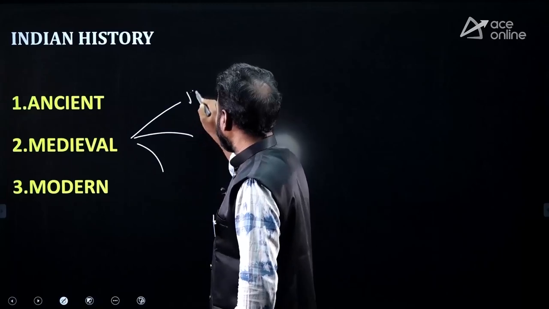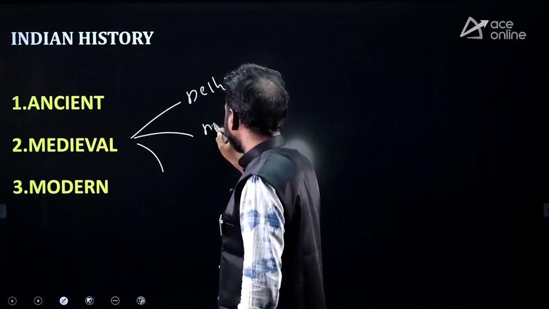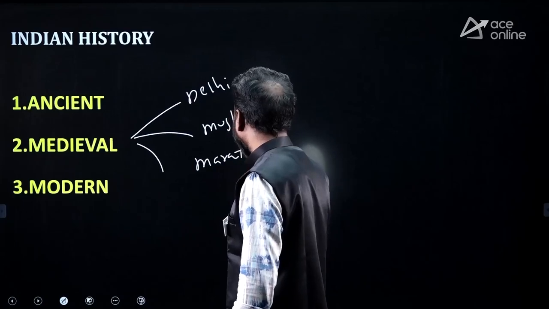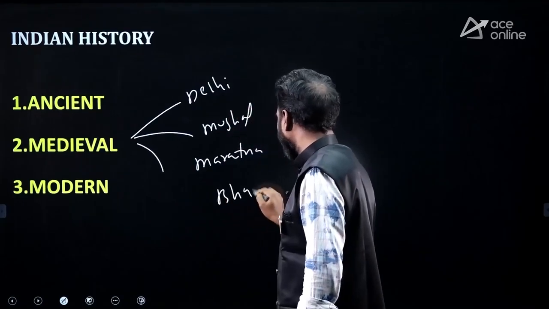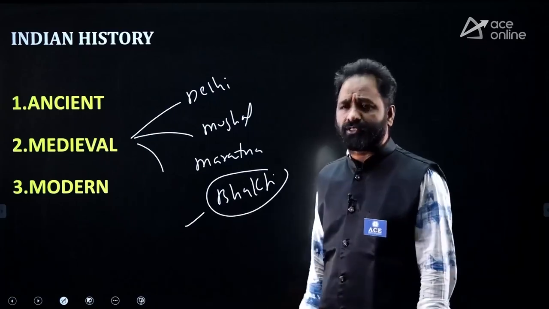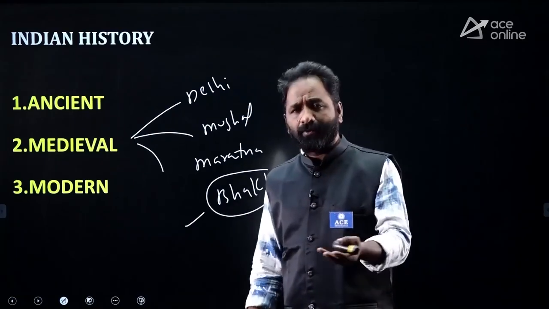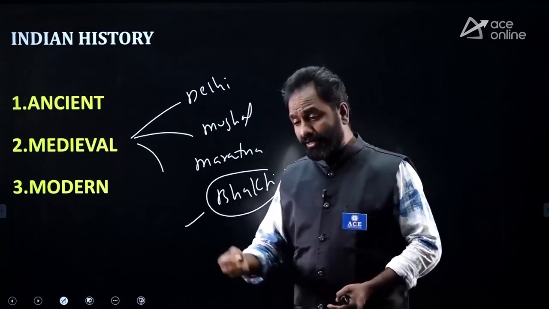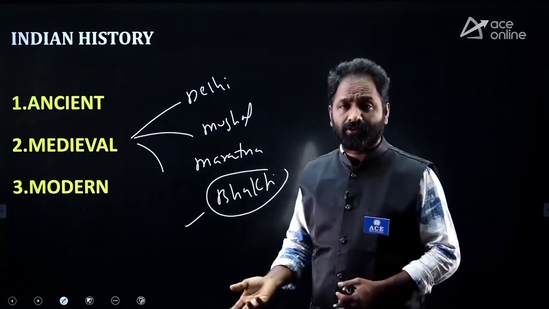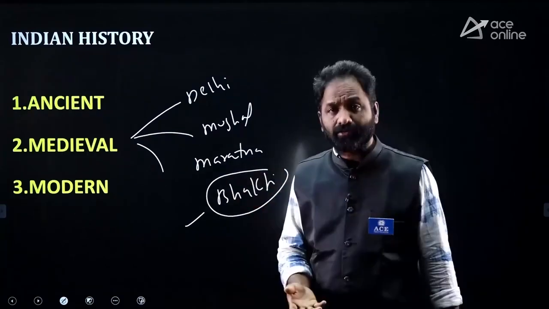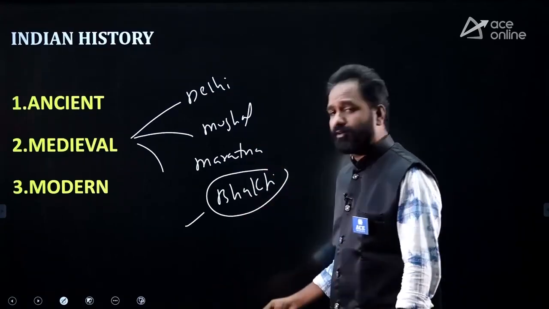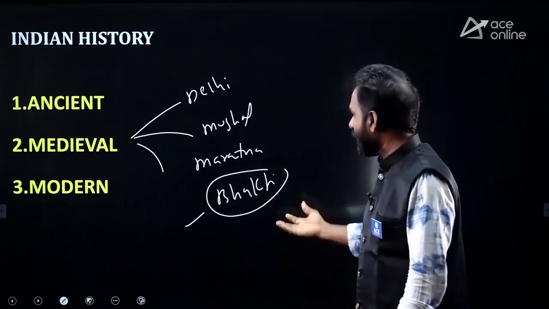You know, the Delhi Sultanate, and also the Mughal Empire, and the Maratha Empire, and also the Bhakti movement. Most of the people are neglecting this Bhakti movement. Simple questions are there. Ramanujacharya, Shankaracharya, Chaitanya, and also Kabir, Guru Nanak. I'm using the word Guru. All these people are very, very important. So you have to focus on all these people.